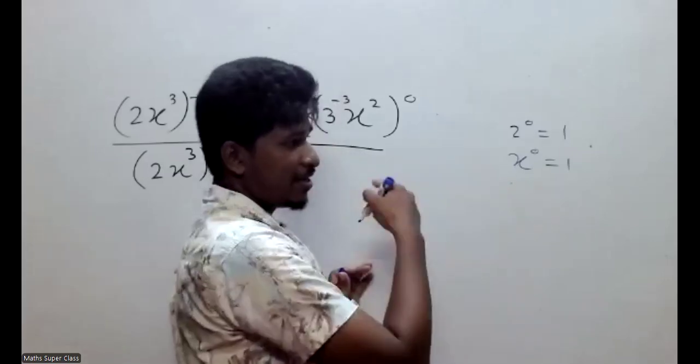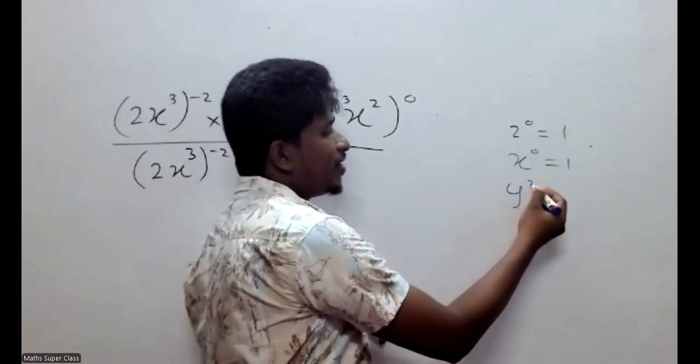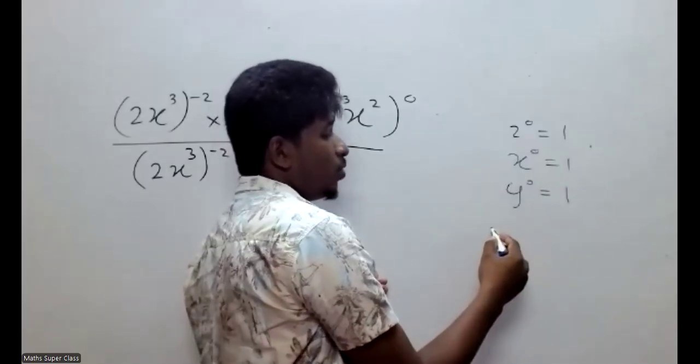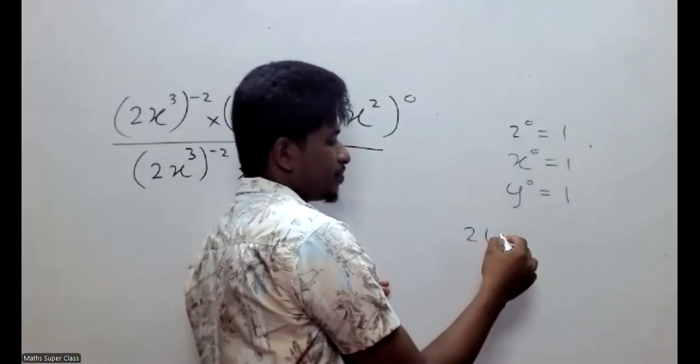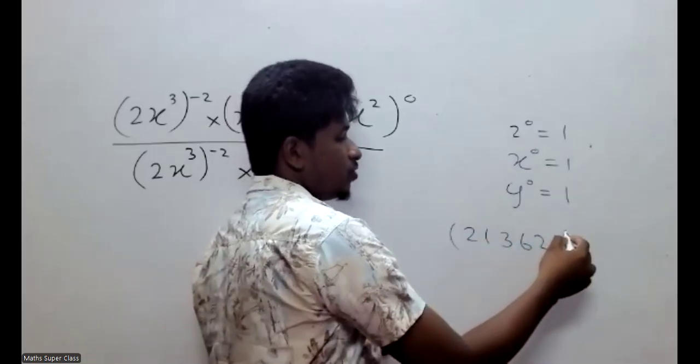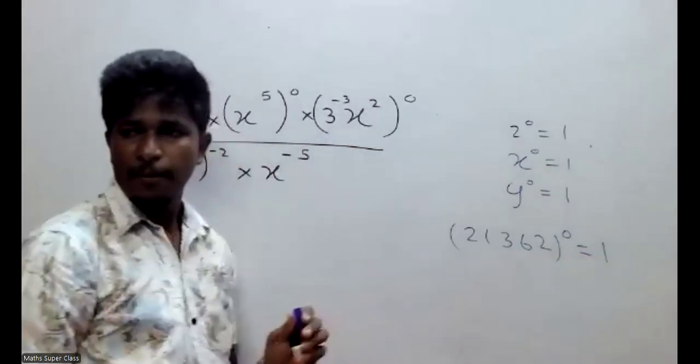y to the power 0 equals 1. So think about it, 21,362 to the power 0 is 1.